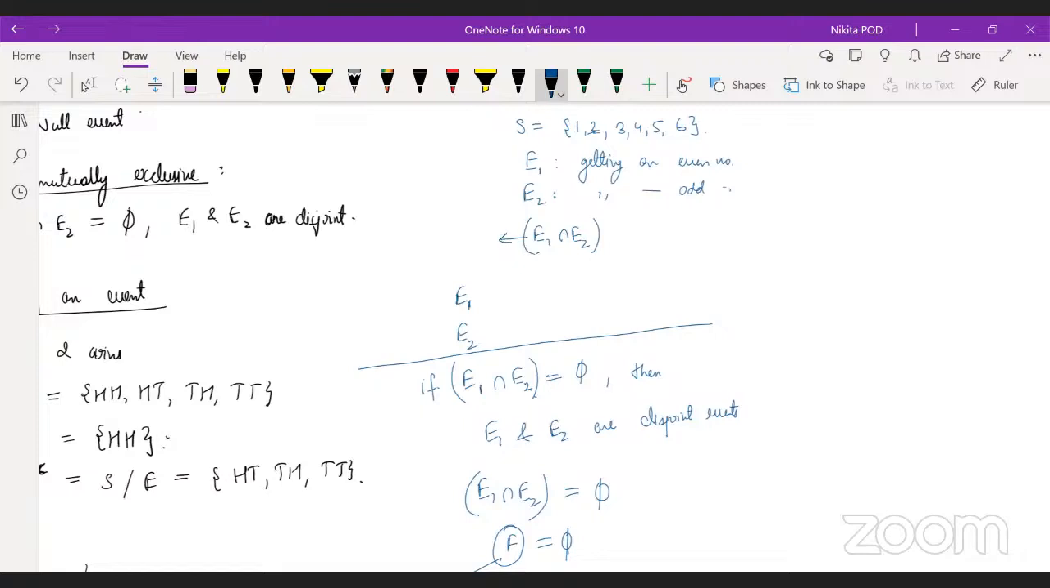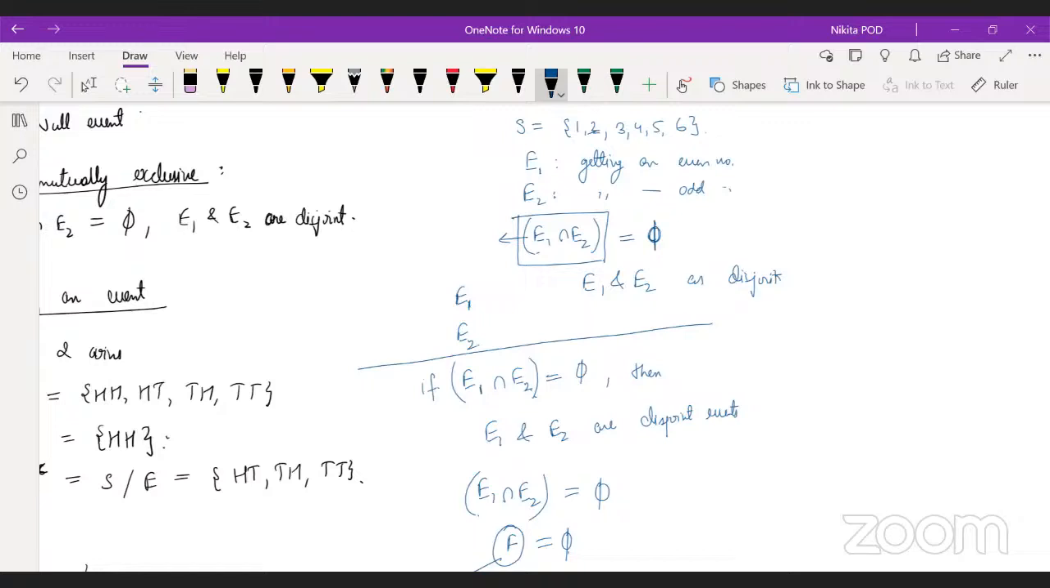So this is also an event, right? E1 intersection E2 is an event, which is phi. So you will call this event E1 intersection E2 a null event. But you will call E1 and E2 disjoint events. E1 and E2 being separate events is called disjoint. The intersection of two events is called a null event.